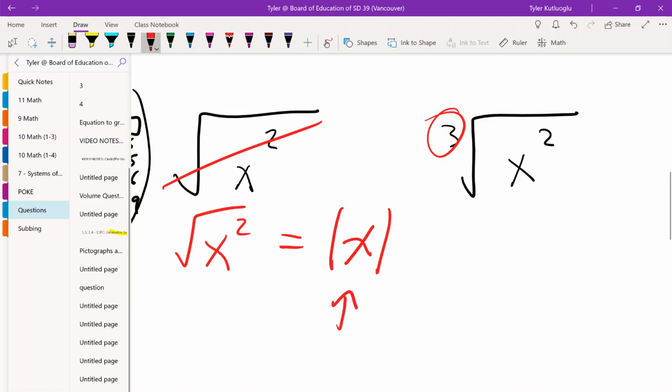This is going to be important when you have to simplify different kind of radicals. But that's the basic idea, that if you ever do that thing where you cancel out a square root and a square or something to that effect, it's going to give you an absolute value. So you just need to write it as absolute x. And that's it.